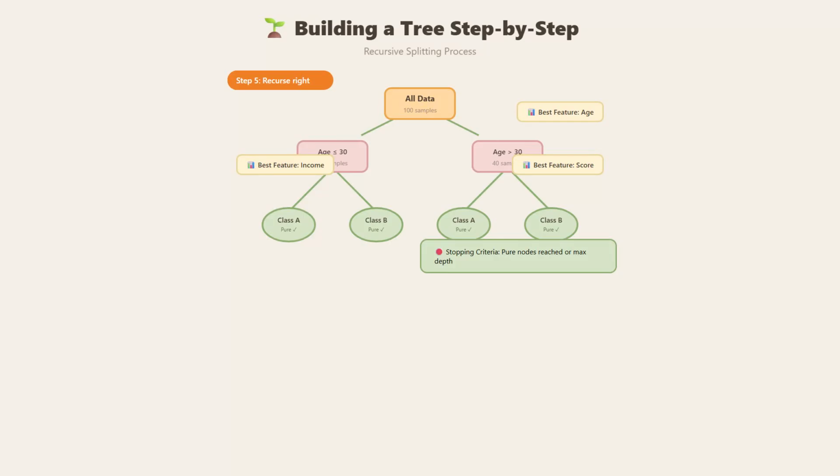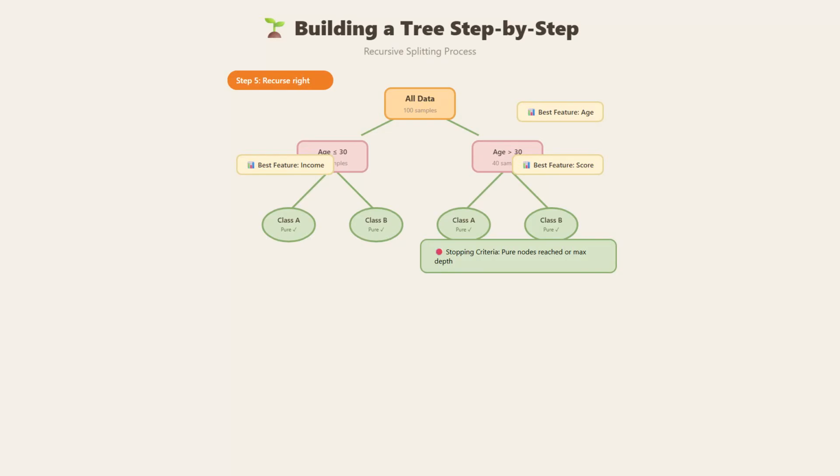Step 4 is recursing on the left child. We repeat the same process. Find the best split for just this subset of data. The algorithm selects income as the best splitting feature for the left branch, creating 2 more child nodes. Step 5 is recursing on the right child. Similarly, we find the best split for the right subset using score as the splitting feature.